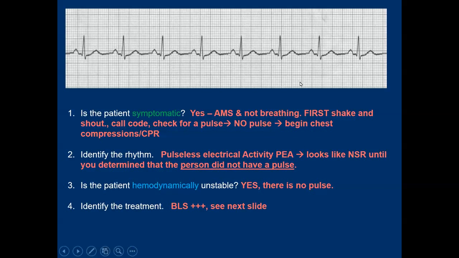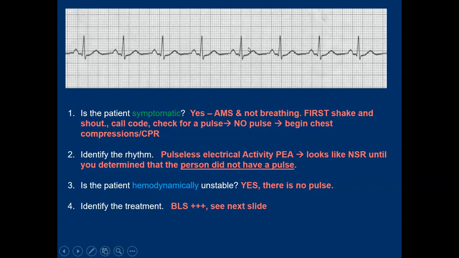Whenever there is a normal atrial rhythm, which should always generate a pulse, and there is now no pulse, then you have to say the rhythm name has changed. And now it becomes pulseless electrical activity. And so when you say, is this patient hemodynamically unstable? Well, of course, there's no pulse. And so therefore, treatment must be provided.